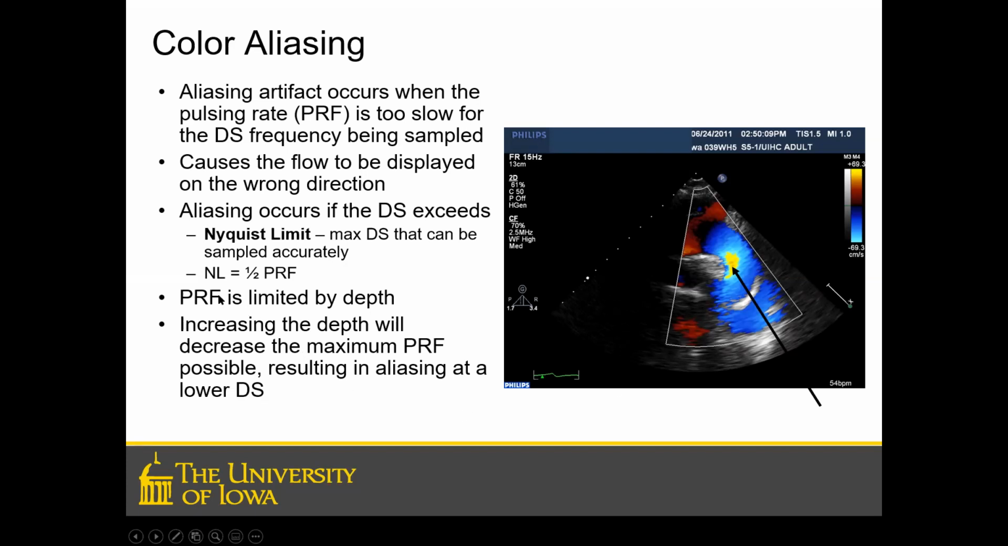Now, the pulse repetition frequency is limited by your depth. You can only increase it to a certain point based on depth. And the deeper your imaging, the slower your PRF has to be. Otherwise, you don't know depth information. So in cardiac imaging, we can measure up to roughly 2 meters per second without aliasing, using pulsed wave. And then if the flow gets over 2, usually we're into the aliasing range and have to go to continuous wave.